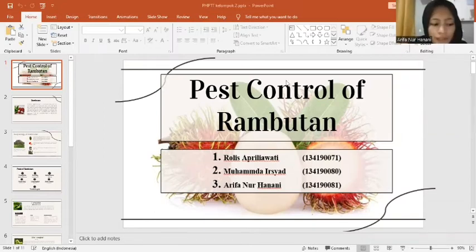We will present about control of pests in rambutan plants. Before we start our presentation, let me introduce our group members. First, Polis Apriliawati with student number 71, and then Muhammad Irsyad with student number 80, and the last Arifah Nurhanani with student number 81. Next.